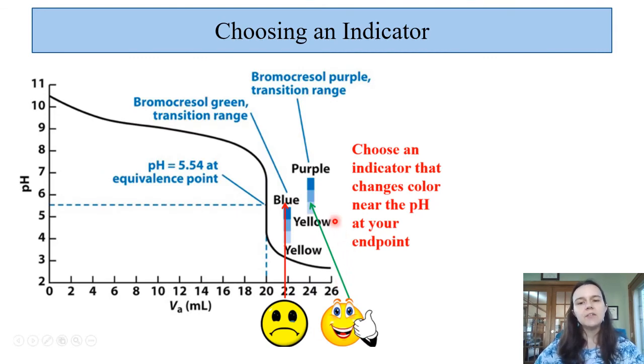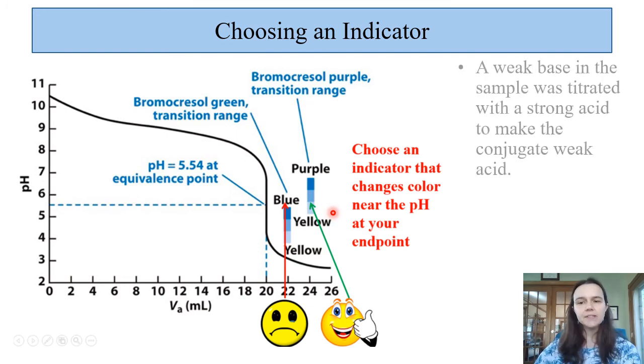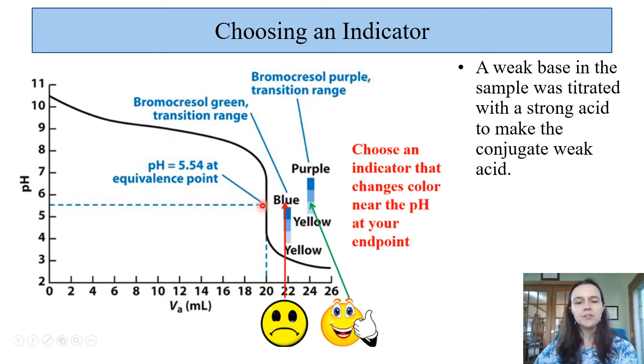Choosing an indicator can be something where you're going to look at lists, you're going to try to match up the pKa with the pH at the endpoint. In this example, we have a weak base, starting pH is high, that goes through a buffer region here, and then a steep endpoint. And it turns out that the pH at the endpoint is 5.54. So that's our endpoint or equivalence point, VEQ, equivalence.